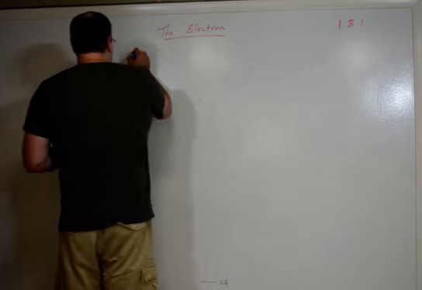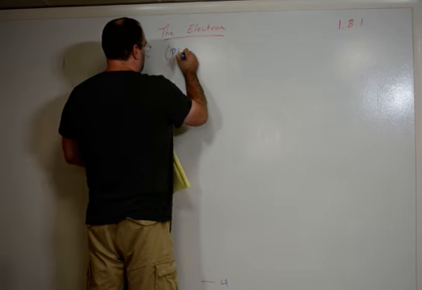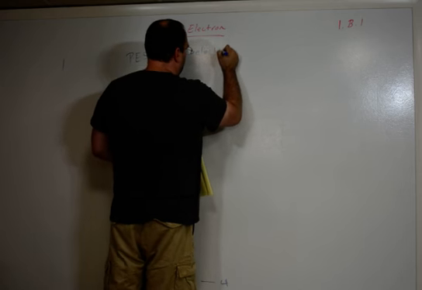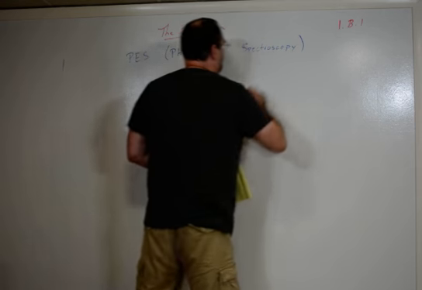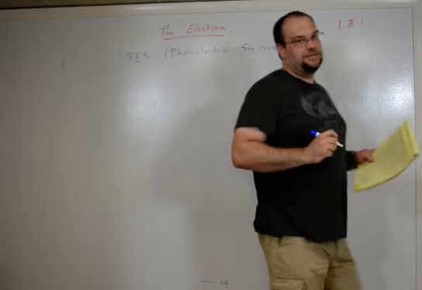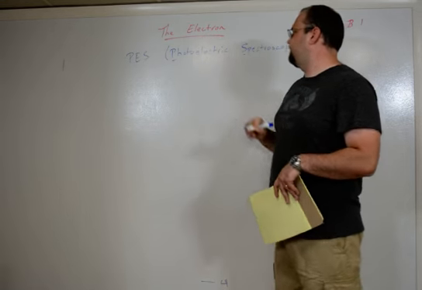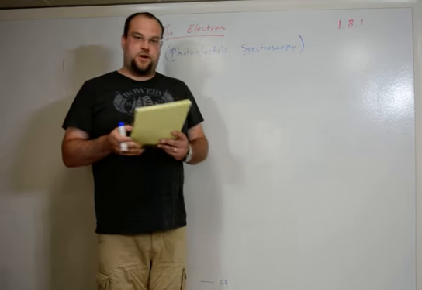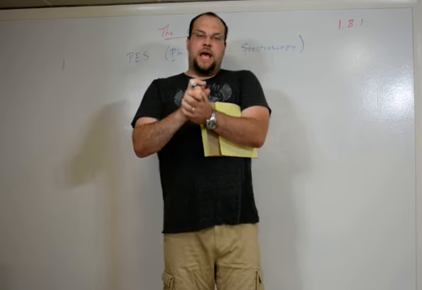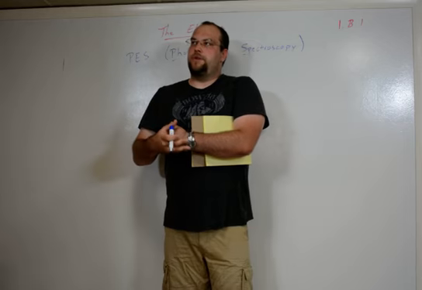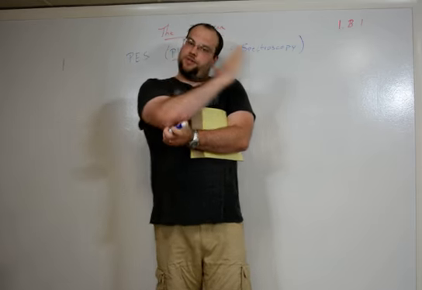Last thing we need to talk about is something called PES. That is photoelectric spectroscopy. Photoelectric spectroscopy, PES. Okay? So, in photoelectric spectroscopy, what we essentially do is we put an atom in a chamber and we pass energy through it. And we measure how much energy it takes to strip an electron. We keep doing that until all the electrons are stripped.